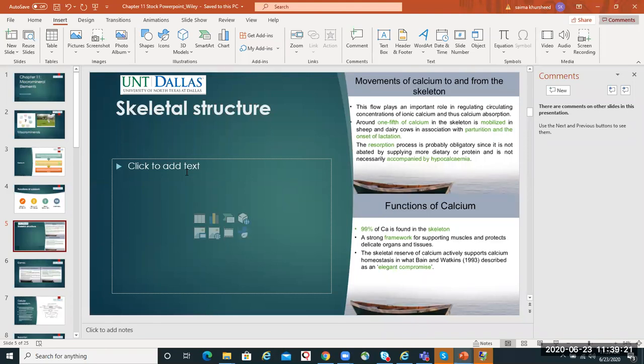The skeletal reserve of calcium actively supports calcium homeostasis in what Bain and Watkins described as an elegant compromise. Bone apposition occurs through the activity of osteoblasts, the bone forming cells at the growth plates and in other areas of rapid bone growth. Bone resorption occurs by two processes. One is resorption of bone surfaces by the activity of osteoclasts, and the other is resorption deep within formed bone, that's the osteocytic resorption. The latter, osteocytic resorption, is generally believed to be the major process of bone resorption.